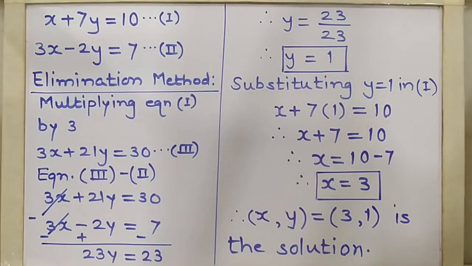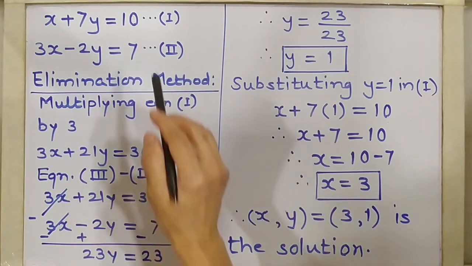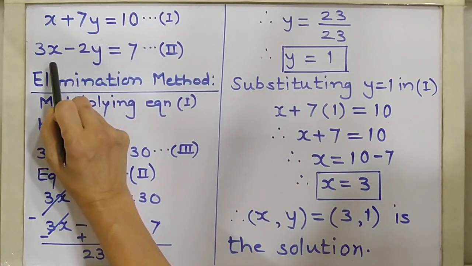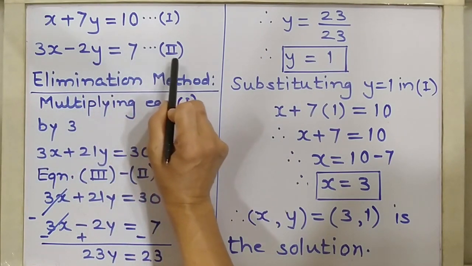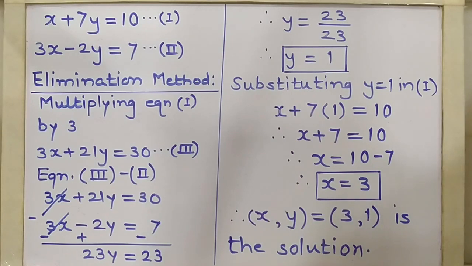Exercise 1.1, question number 2, sum number 2. Two linear equations are given. First is x plus 7y is equal to 10. We'll number it as equation 1. Second is 3x minus 2y is equal to 7. We'll number this as equation 2. We will solve this first by the elimination method and then by the substitution method.